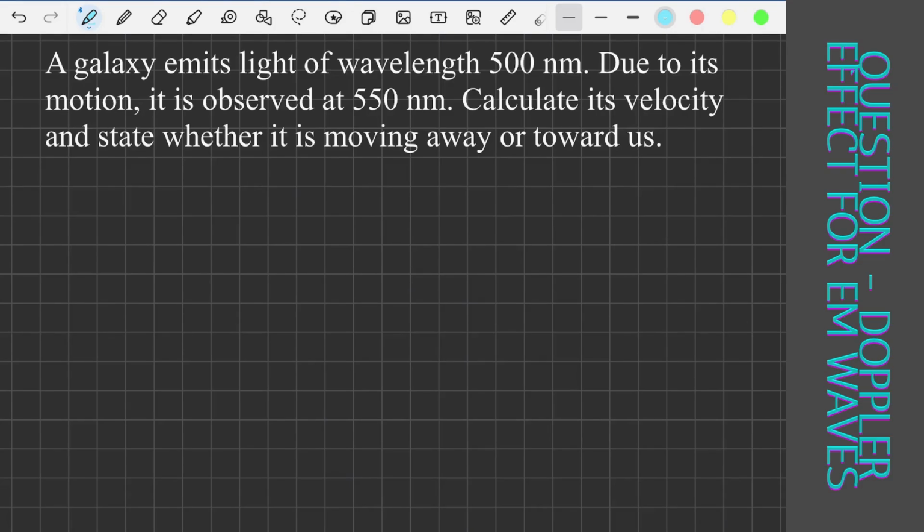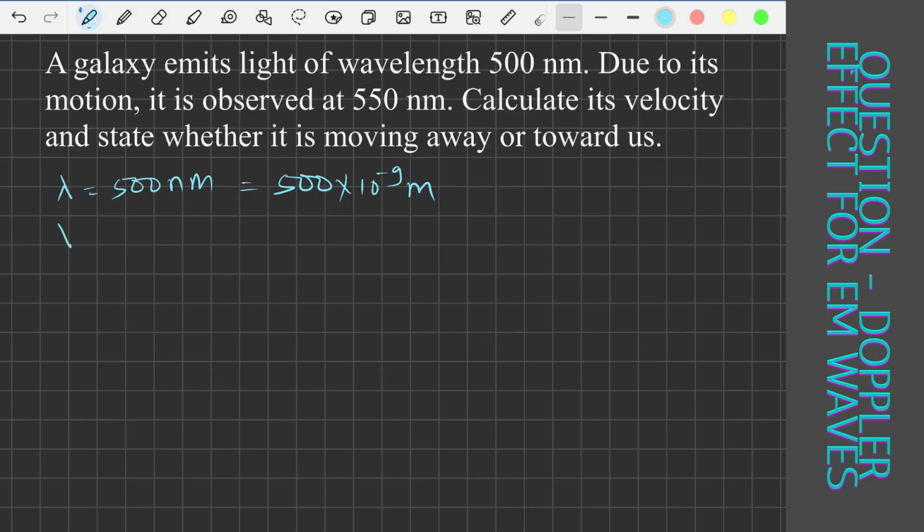Now we are solving questions related to Doppler shift. This is the first question. A galaxy emits light of wavelength 500 nanometer. So original wavelength lambda is equal to 500 nanometer, which we can write as 500 into 10 power minus 9 meter. 10 power minus 9 because 1 nanometer is equal to 10 power minus 9 meter, and due to its motion it is observed at 550 nanometer.